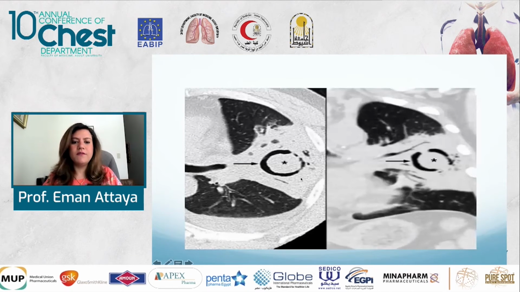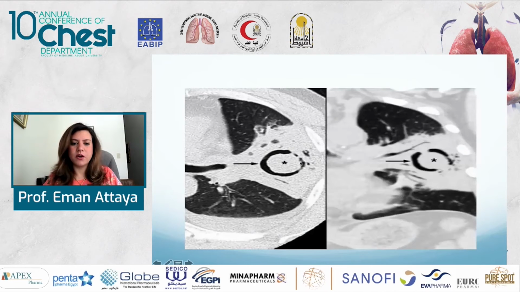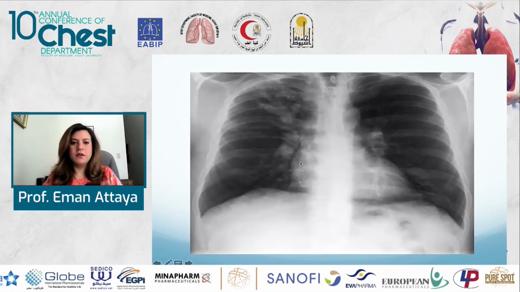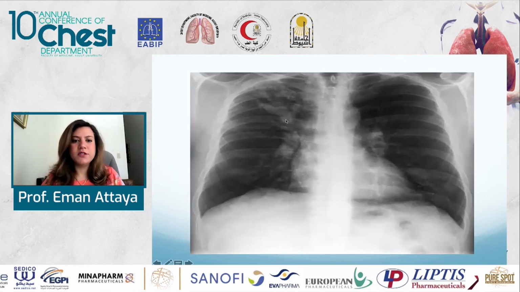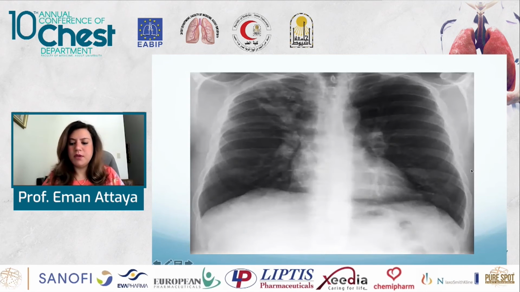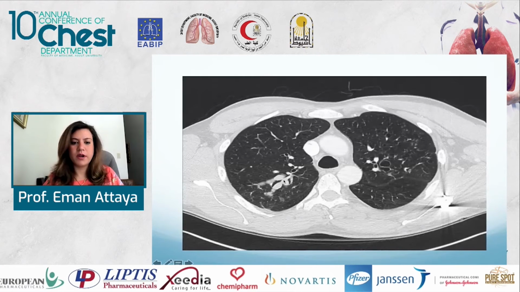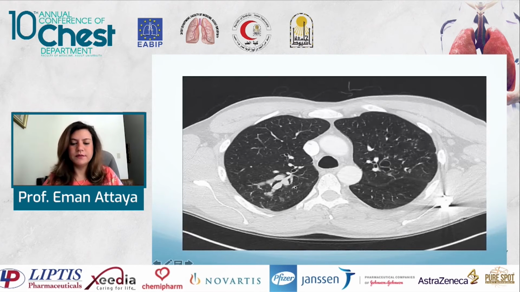Here's an example of an aspergilloma. It's a mass within a cavity, and so it creates this air crescent sign. Again, here's an example of finger and glove. It looks like fingers, and this is an example of ABPA. Here's the CT of it. You can see that these bronchi are dilated and filled with debris.